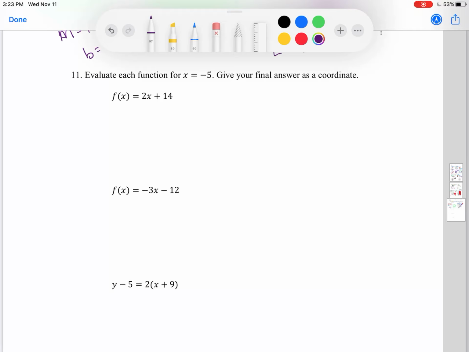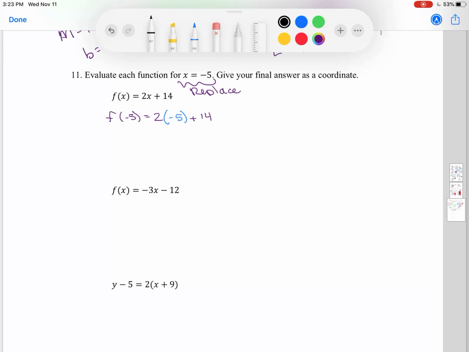And last but not least, we have question 11. 11 is just like the extra credit. You will have extra credit on your test, so please make sure you give that a try on the test. It says evaluate each function for x equals -5, and then give your final answer as a coordinate. So all we need to do is replace every single x that we see with the number -5. And as soon as we see that, we can use the calculator to help give us our final answer.